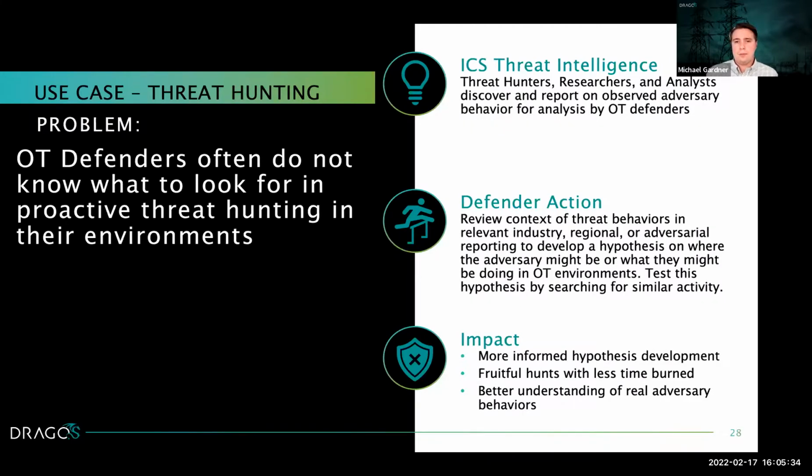So along similar lines to threat detection, we have threat hunting. And especially in the OT space, defenders often have a limited idea of what activity they should actually be hunting for in operations networks. So when we start to use collective threat intelligence to educate hunters on observed adversary behavior, we can assist them in developing more informed hypotheses on where adversaries might be or what they may be doing in OT environments. And while obviously we never want to find any indicator of an adversary in OT, more informed hypotheses can lead to more fruitful hunts with less burn time looking at irrelevant activity.